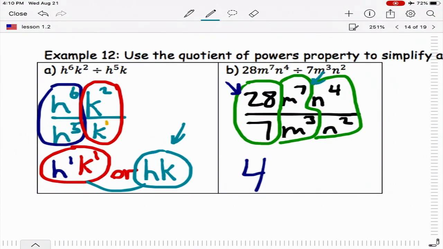M to the 7th divided by m to the 3rd. The 7 and the 3 are exponents, the tiny little numbers. So here I can go ahead and use that rule now. I can subtract the 7 and the 3 to get 4. So it'll be m to the 4th power. And the same thing for the n's, right? The 4 and the 2 are exponents, and the bases are the same. So I can use the rule again. 4 minus 2 is 2. So it'll be n to the 2nd power.